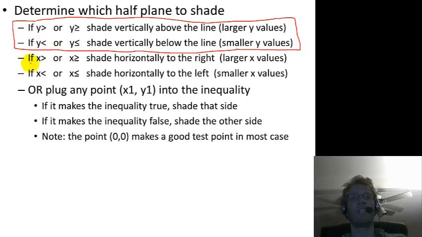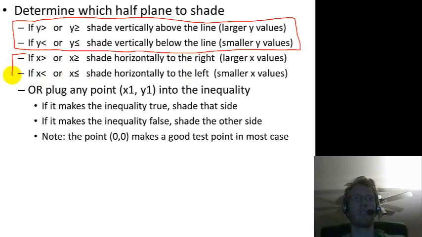However, if instead your equation is solved for x, this is kind of rare but not impossible. If you know something about the x value, if the x is larger or the x is smaller, then you're looking at the x-axis, which is side to side, and you'll shade left to right. So if your x values are larger than whatever the equation is, you'll shade to the right, which is larger x values. And if your x is smaller, you'll shade to the left.